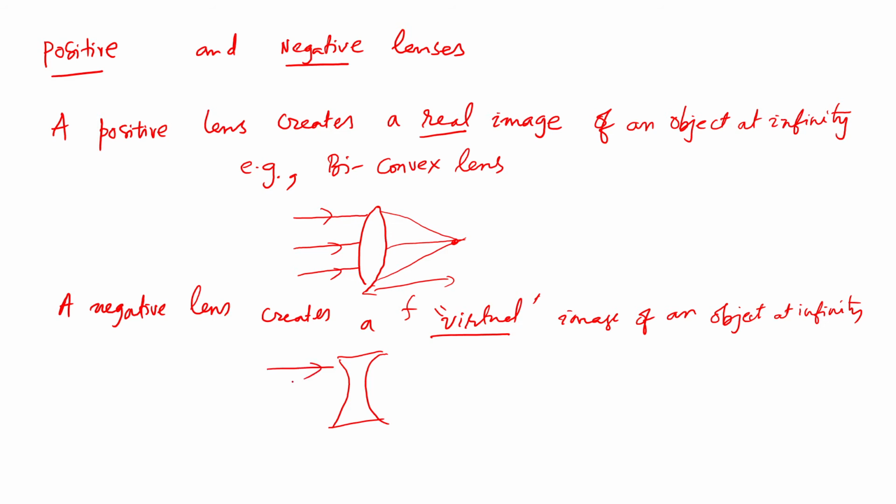Again, when I say an object at infinity, that means parallel rays. So if I have a set of parallel rays coming in, this one goes up, this one goes straight, this one goes here. So it appears as if the rays are coming from here. So that's a virtual image, right? So a negative lens creates a virtual image of an object at infinity, right? Okay.